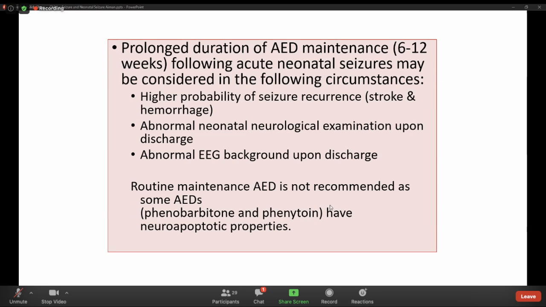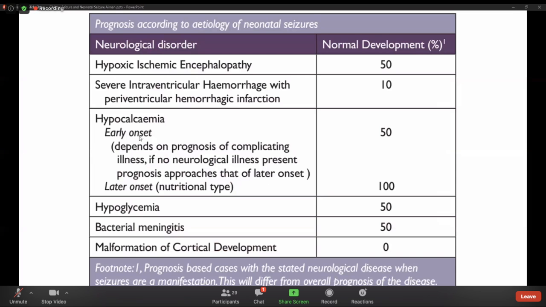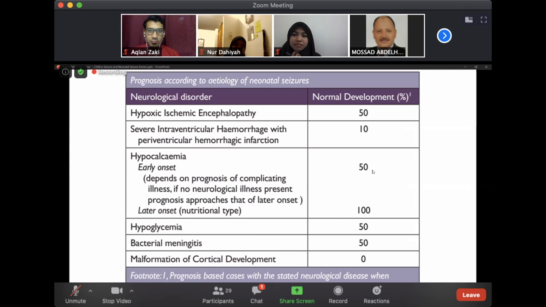So I think that is all about neonatal seizure, and these are the prognoses. Different causes and different disorders have different prognoses, as you can see here. So that is all from me.